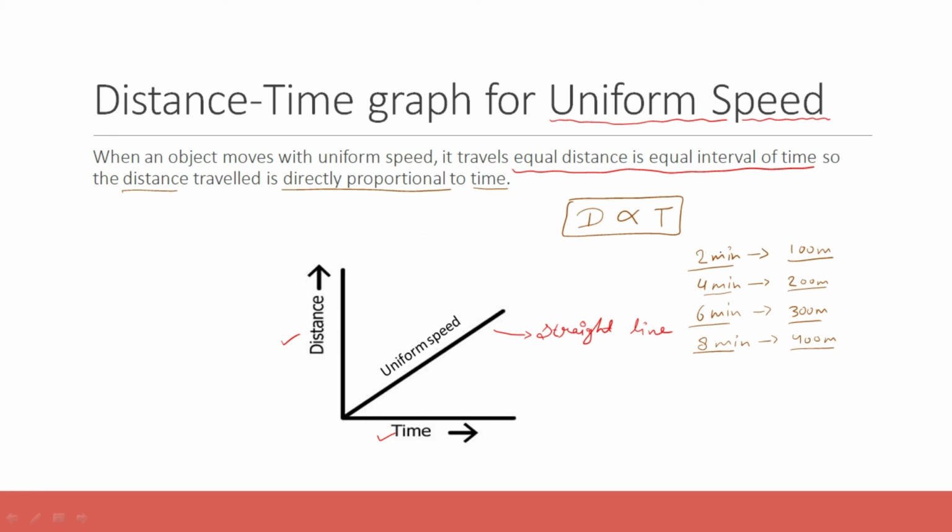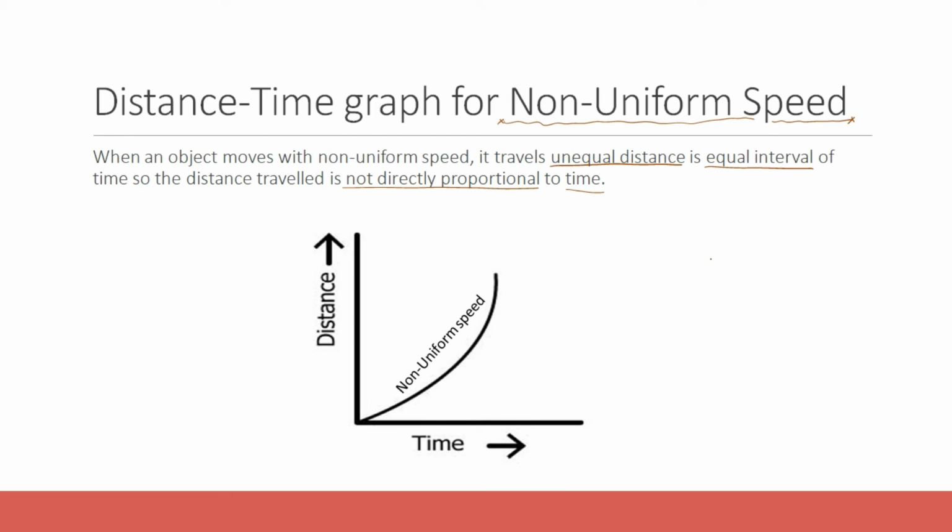So in this, the car is covering equal distance in equal interval of time. It takes 2 minutes to cover 100 meters. For every 100 meter, it takes 2 minutes. So in this type of speed, we can say that distance is directly proportional to time. But in non-uniform motion, we say that distance is not directly proportional to time because the car is taking different distances in different time and the graph will be a slope.